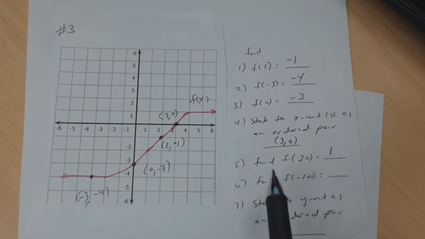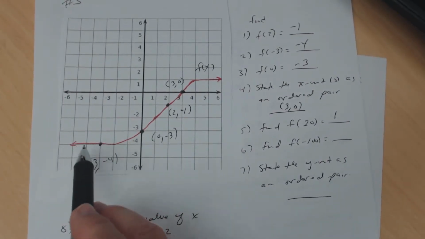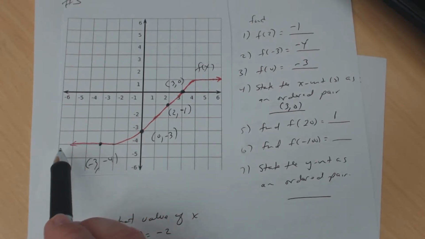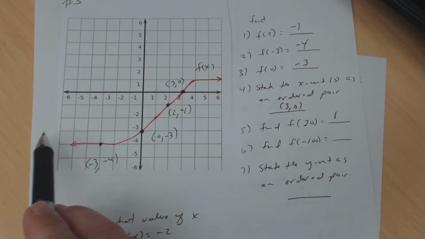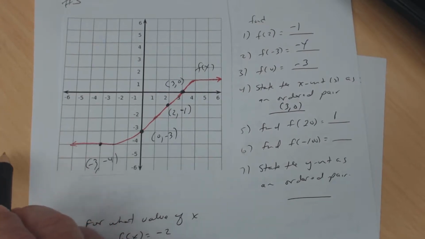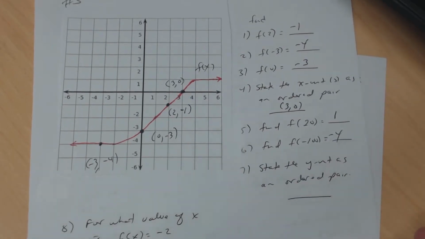F of negative 100, the same idea. So f of 3 is negative 4. F of 8 is going to be negative 4. F of 1,000, negative 1,000 is negative 4, and so on. See, all these y values are negative 4. So f of negative 100, when I go to negative 100, that point that's on the graph is going to have the y value being negative 4. So the answer is negative 4.